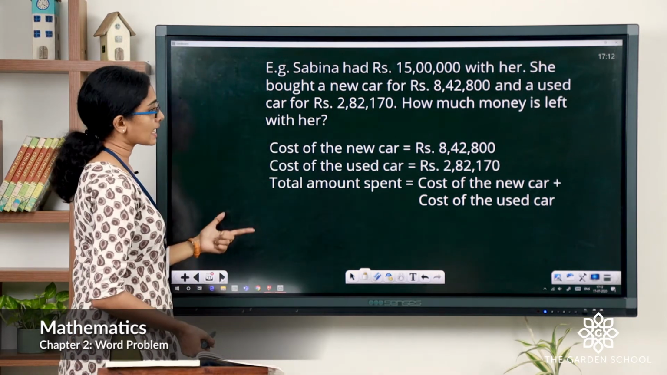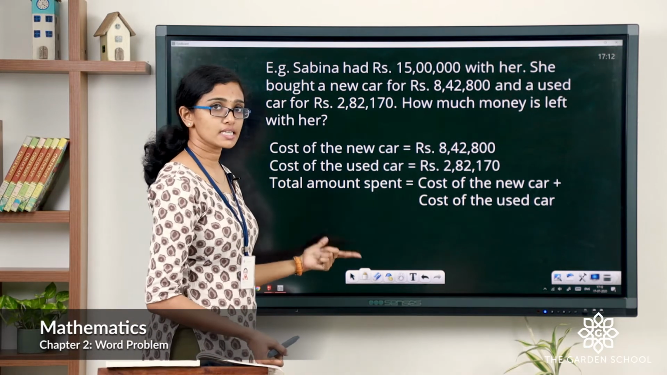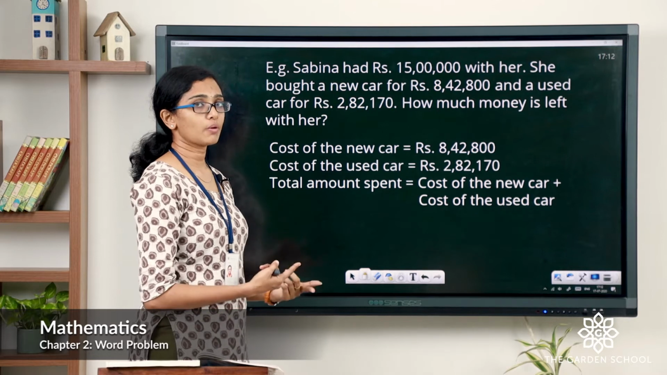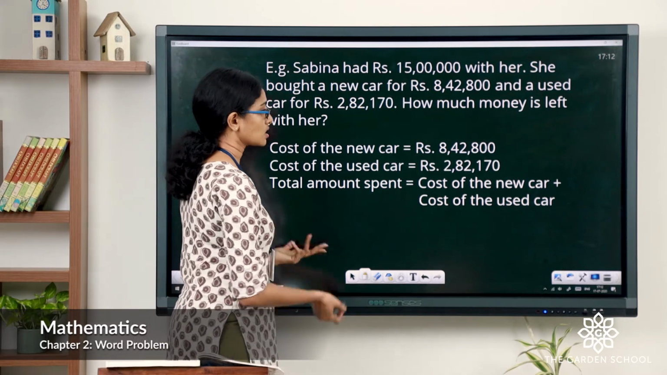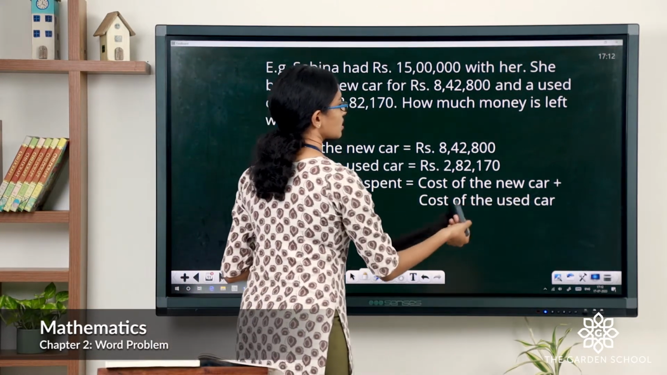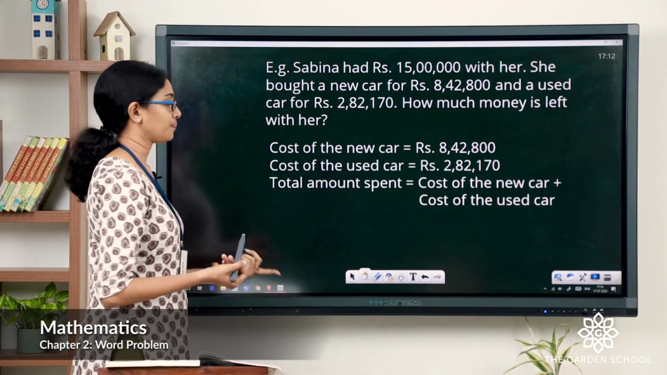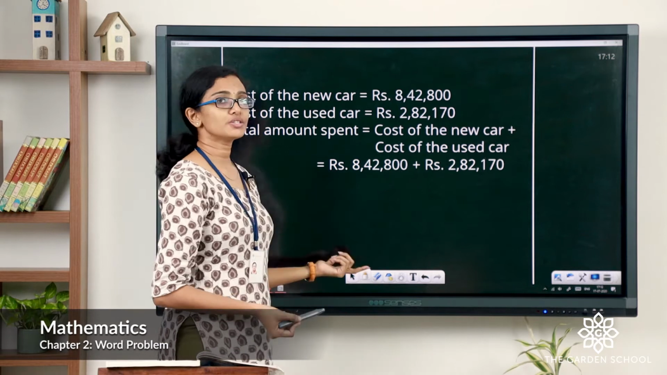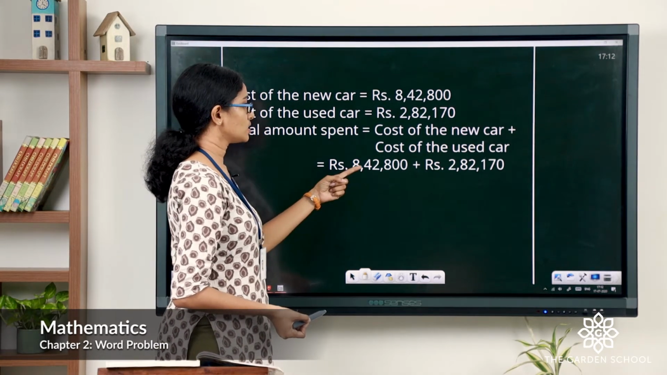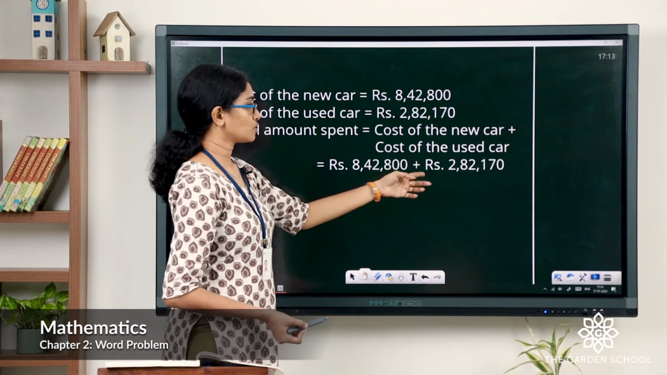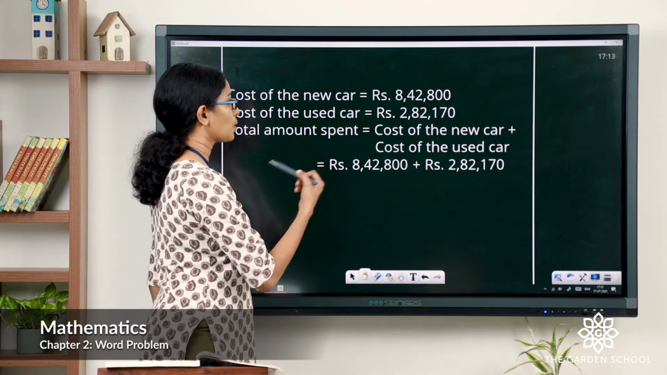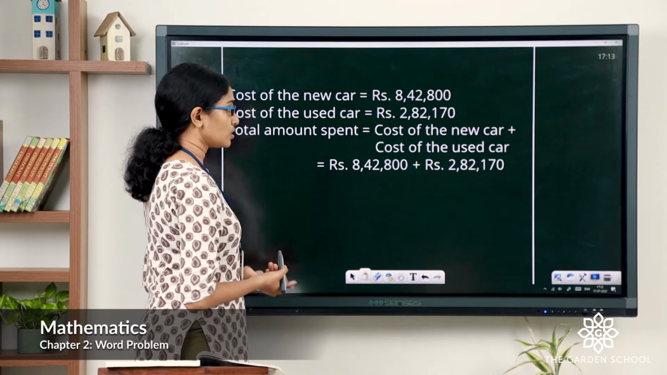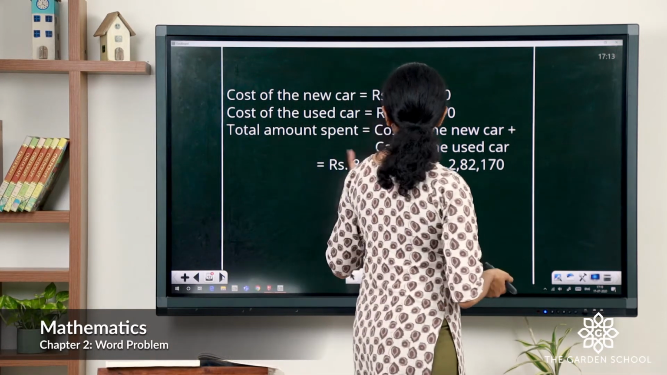Now, what is the total amount spent? That is equal to the amount spent for the new car plus the amount spent for the used car. So that is cost of the new car plus cost of the used car. Now, let's substitute the values, which is equal to 8,42,800 plus rupees 2,82,170. Now, let's add up these numbers to find the total amount spent.